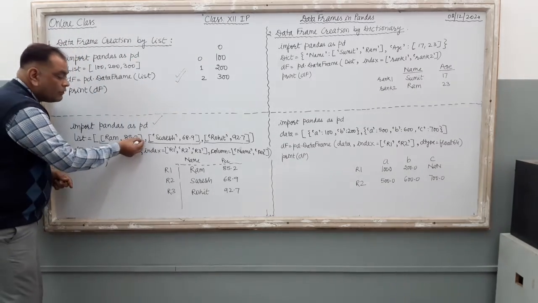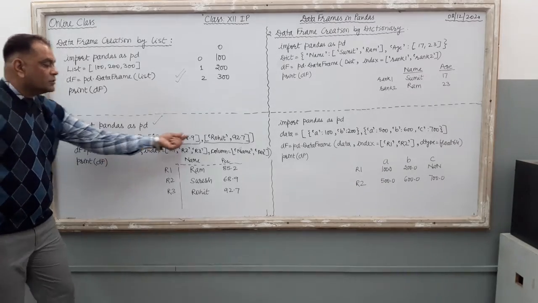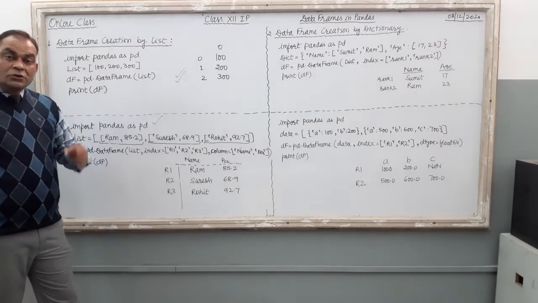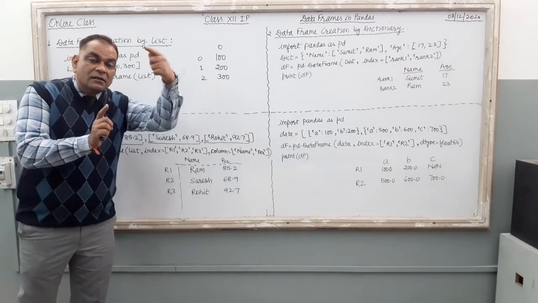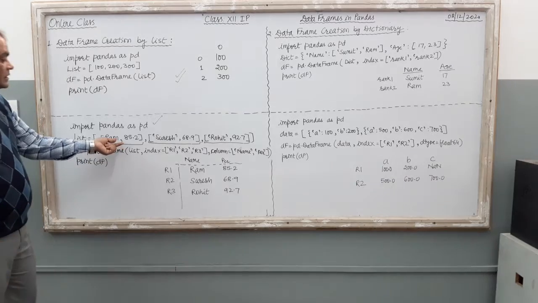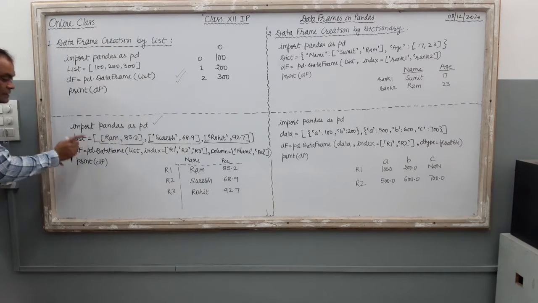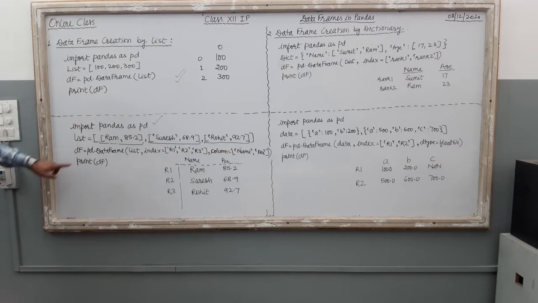If I add one more value here, suppose I add the city name here, see, Jaipur, Jaipur, Jaipur, so the city is the third column of the data frame. Clear? So this is the example of a nested list. By using this nested list, how can you create the data frame?